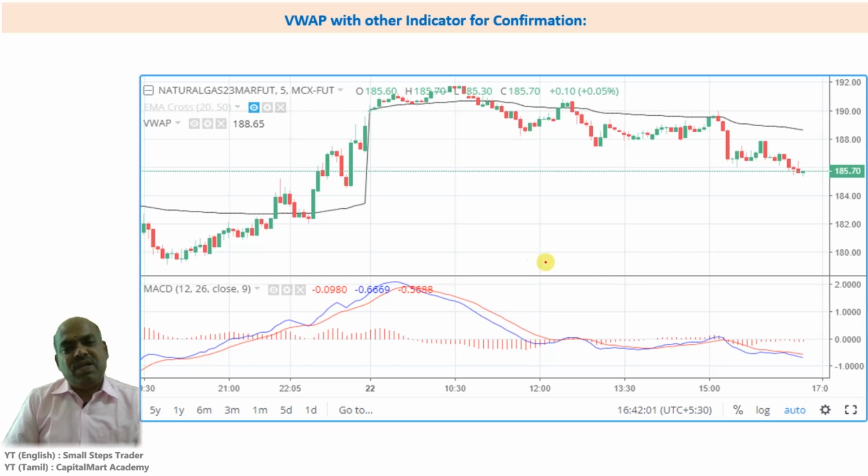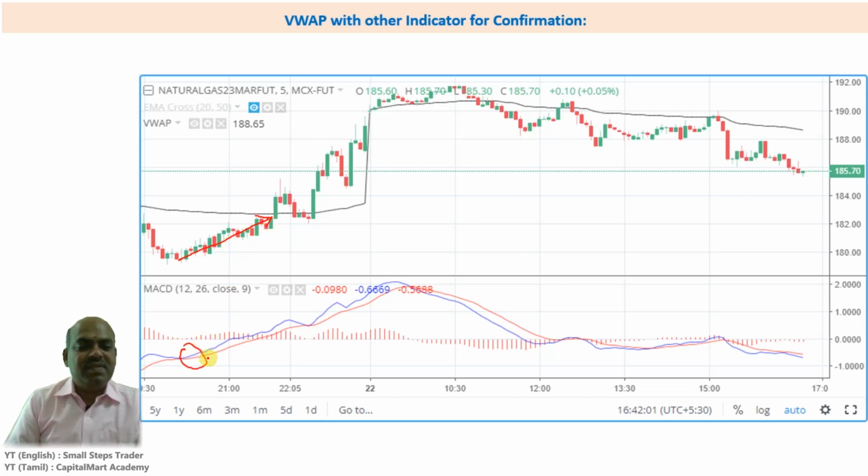And always, whatever indicator you use, don't rely on one single indicator. Use another indicator for cross confirmation. So here I use VWAP and MACD. See, the price is moving towards the VWAP. Whether it is an upside movement, it may hit the VWAP and act as a resistance and come down. That you will cross check with the MACD.